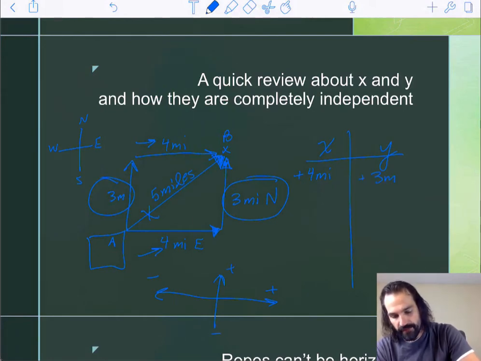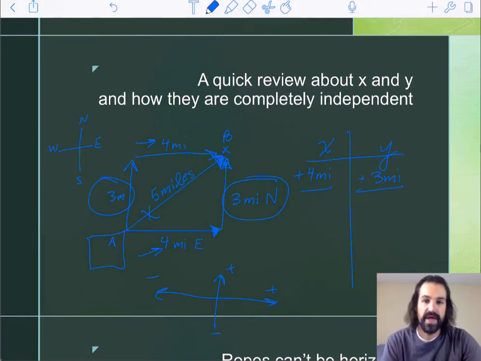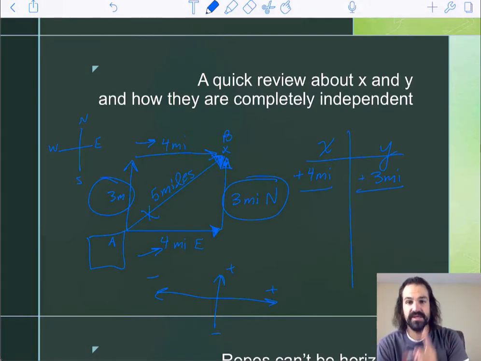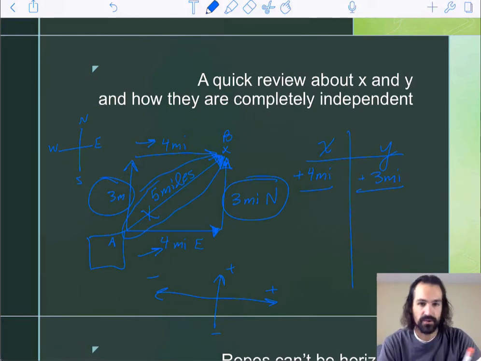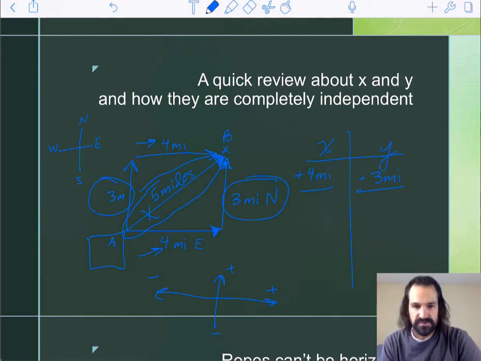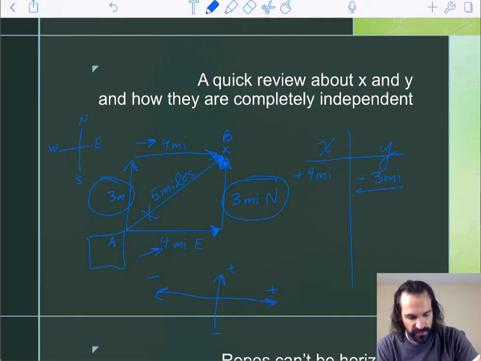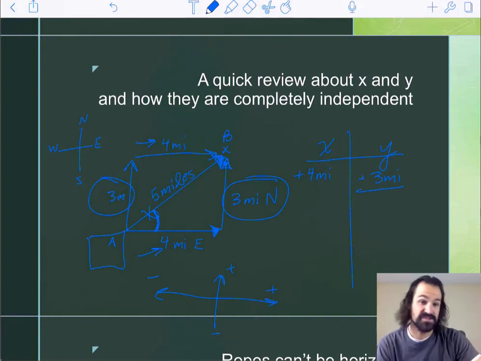So no matter what, we still have an x component of 4 miles east and a y component of 3 miles north, which is the exact same as this 5 miles at a northeast direction. And you can use SOHCAHTOA to figure out what that angle in there is. So you could say 5 miles at x degrees north of east. And that's what we're going to be focusing on today.